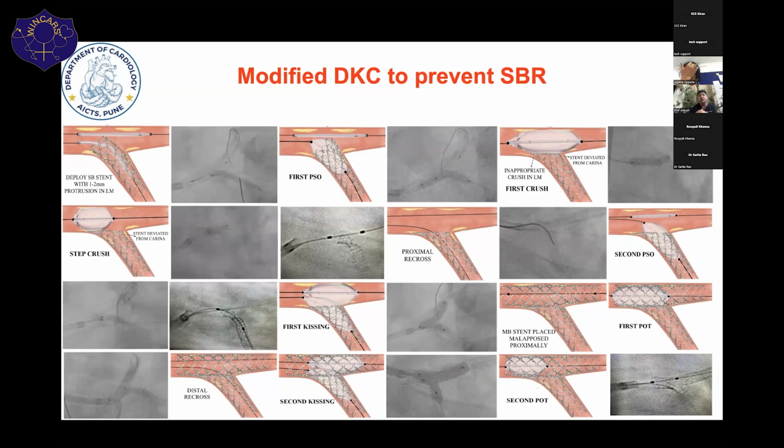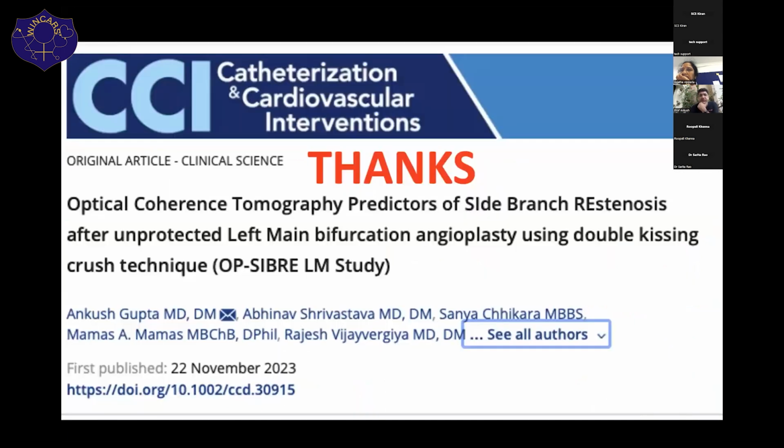we feel that you'll have a lesser length of neometallic carina. Always try and go for more than 90% expansion of the side branch stent. We strongly feel that it may improve the result of the side branch ostium. Thank you very much. We published this article in CCI.